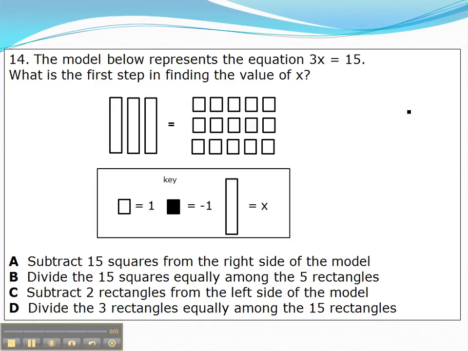Well, I need to do a video just for problem 14 for several reasons, but the main reason is I see there's a problem with one of the answer choices. We need to change this 5 to a 3. Please do that on your review. So I'm going to change that to 3 rectangles.